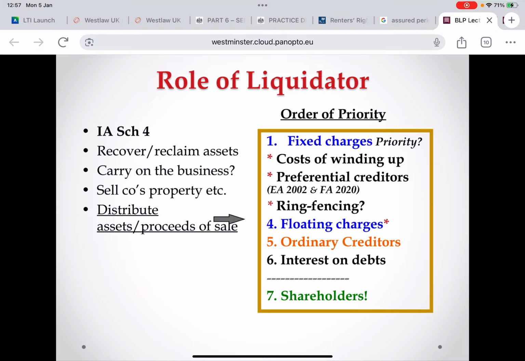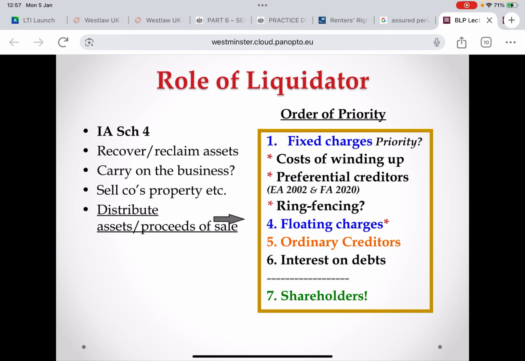What's it all about, everybody? Well, let me see. Whether it's the official receiver, whether it's a qualified insolvency practitioner, it really comes down to the same thing here now, doesn't it? The objective of liquidation. The liquidator's got powers under Insolvency Act Schedule 4, and it's really about reclaiming the assets of the company in liquidation with a view to selling them, raising the funds, with a view to paying the creditors back in accordance with the order of priority.